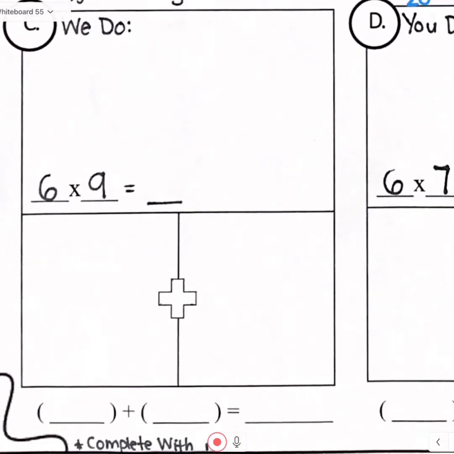So for the we do section, I have 6 times 9. So I'm going to go ahead and start by drawing 6 down, 5, 6, and then 9 across. 2, 3, 4, 5, 6, 7, 8, 9.